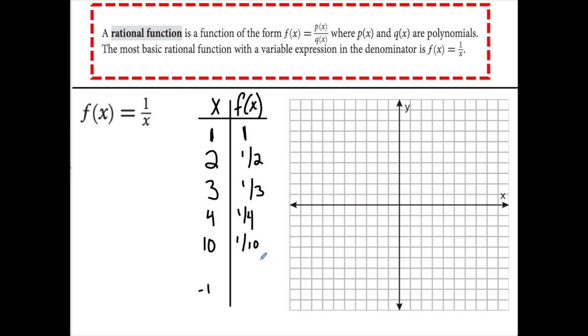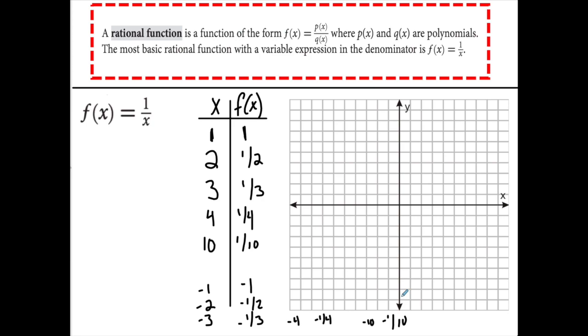Well, if I plug in -1, I get 1 over -1, and that is -1. And you notice if I plug in -2, it's not that much different than +2. It's just that now, because it's a positive over a negative, you're going to get a negative result. The same thing is true with -3, right? It's not very much different than +3. It's just that now you have a negative number. -4 gives you -1/4, and -10 would give you -1/10, all right?